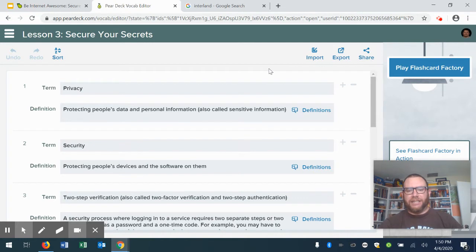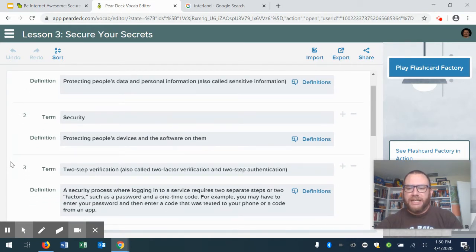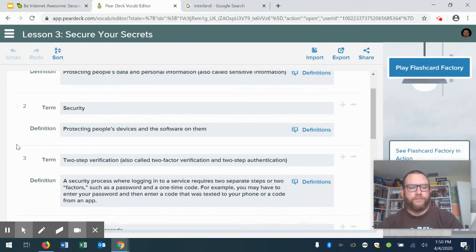And it's also called sensitive information. And back in lesson 1, we talked about how your personal information, well, that's the kind of stuff that you really should keep secret. Our second term this week, security: protecting people's devices and the software on them. As we're doing these Zooms, that is one of the big issues, making sure that your security is protected while we're doing these Zooms. And that's been an issue so far for the company, for Zoom.